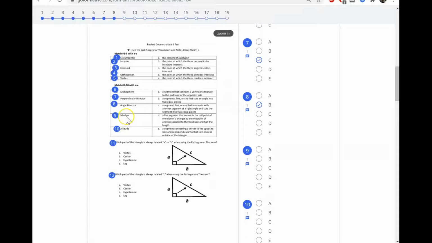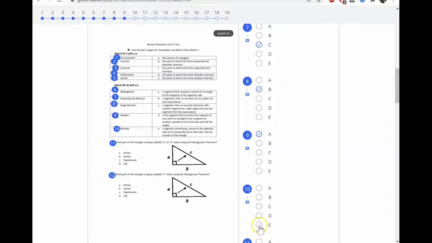9, now a median starts at a midpoint, but it ends at a vertex, right? So a midpoint to a vertex. So a segment that connects a vertex to the midpoint, that'd be letter A, so 9A. And then 10, altitude. It's a segment connecting a vertex to the opposite side, perpendicular to that side, and it may be outside the triangle. This one's letter E. So again, it's from a vertex straight down, making a right angle. That's perpendicular. Sometimes it's inside, outside, or on the edge.